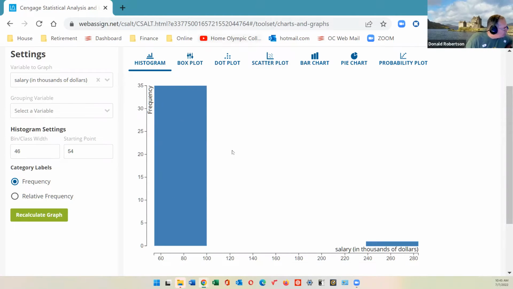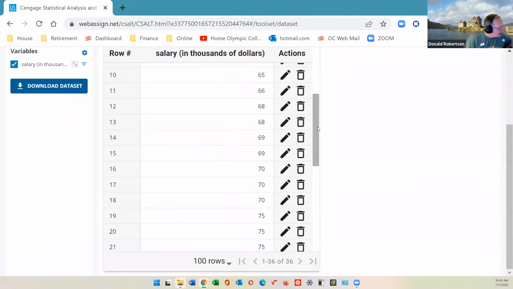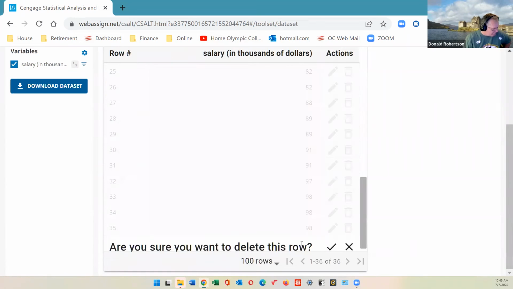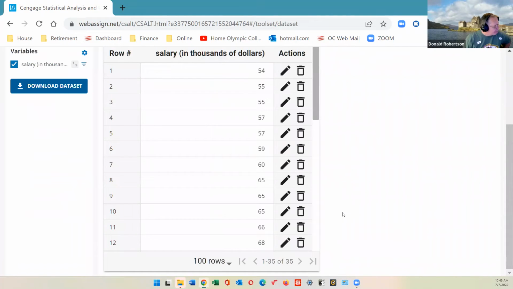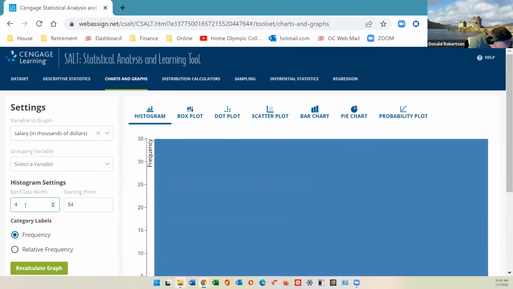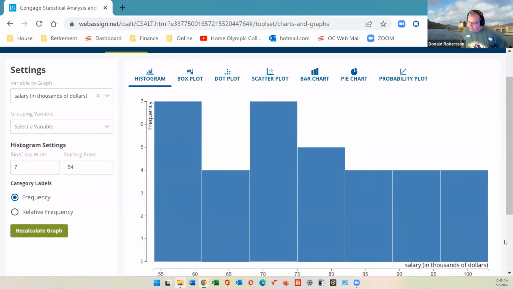So what we're going to do now is go back to our data set, and look at that number. Would you agree it's 280, miles away from the next number? And let's just bin it. It's gone. And then I'll go back to charts and graphs. How many classes do we want? Let's say I want 7. So if I do 7 there, recalculate it. There, much nicer looking histogram.